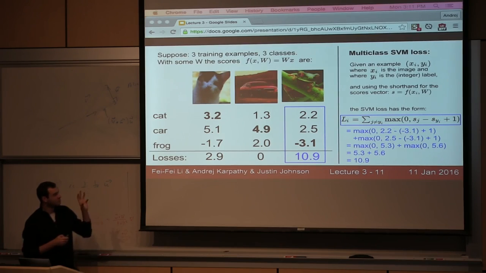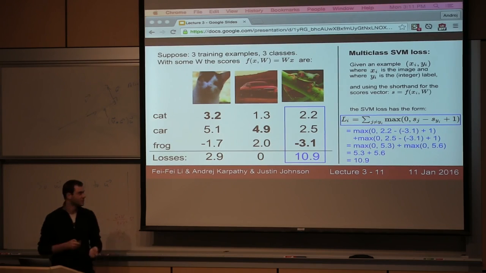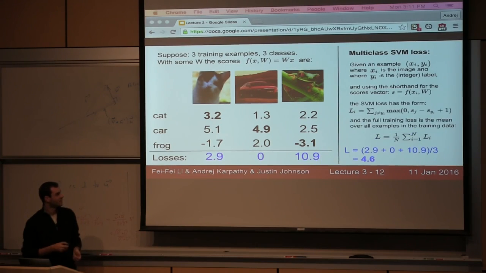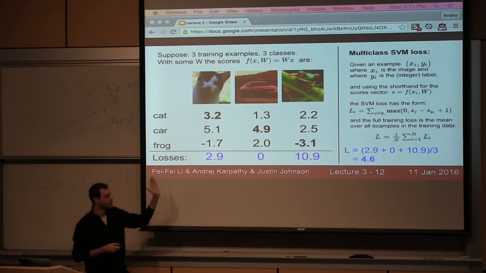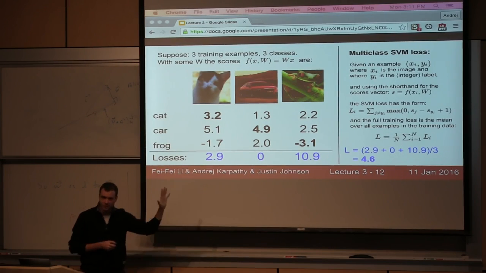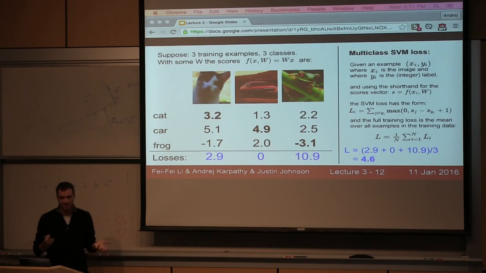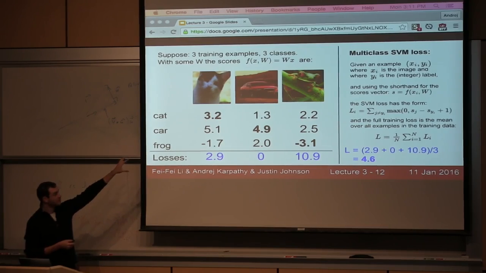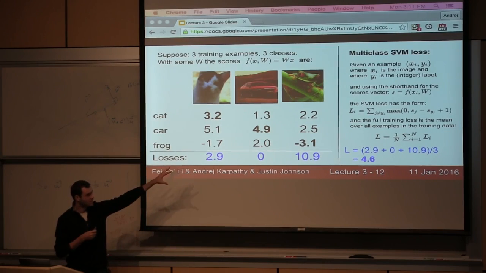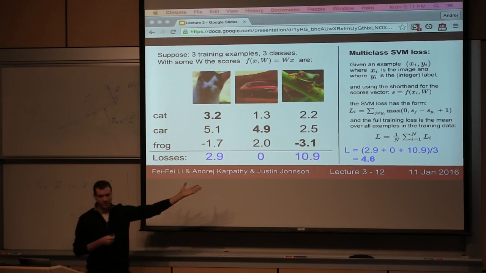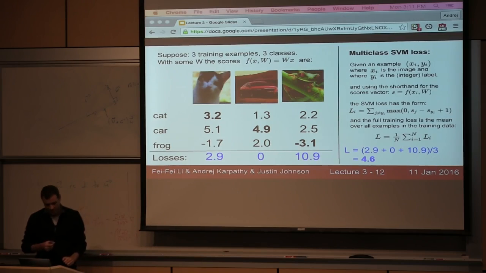Now, if we want to combine all of this into a single loss function, we do the relatively intuitive transformation, where we just take the average across all the losses we obtain over the entire training set. So when you average these numbers, the loss at the end is 4.6. So this particular setting of W on this training data gives us some scores, which we plug into the loss function, and we get an unhappiness of 4.6 with this result.